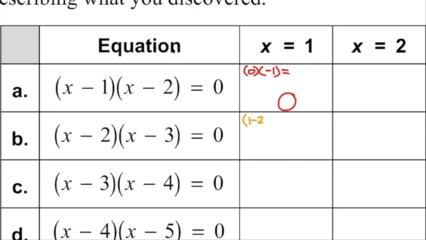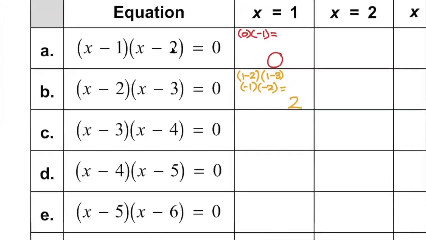So I have 1 minus 2, 1 minus 3. 1 minus 2 is negative 1. 1 minus 3 is negative 2. And that multiplied together gives me a positive 2. And so go ahead and keep on going. You can always check back here as I'm working through them, or see if you can do this multiplication and subtraction on your own.